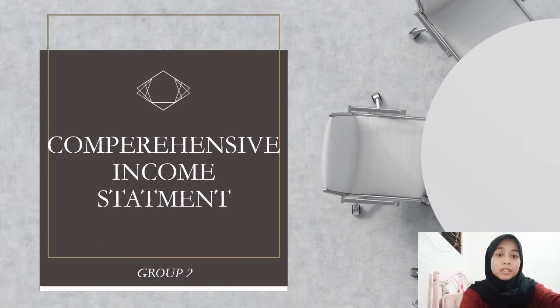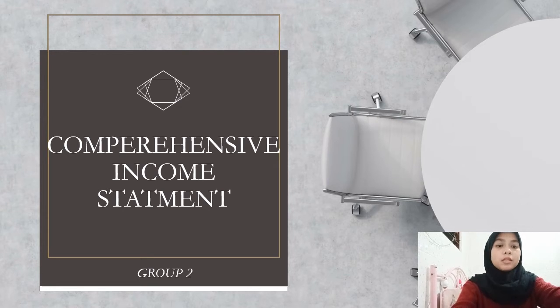Here I will present a comprehensive income statement. The statement of comprehensive income reports the net equity of a business enterprise for a given period. The financial statement includes two main parts: the income statement, which outlines the net income, and other comprehensive income, which incorporates the items excluded from the income statement.